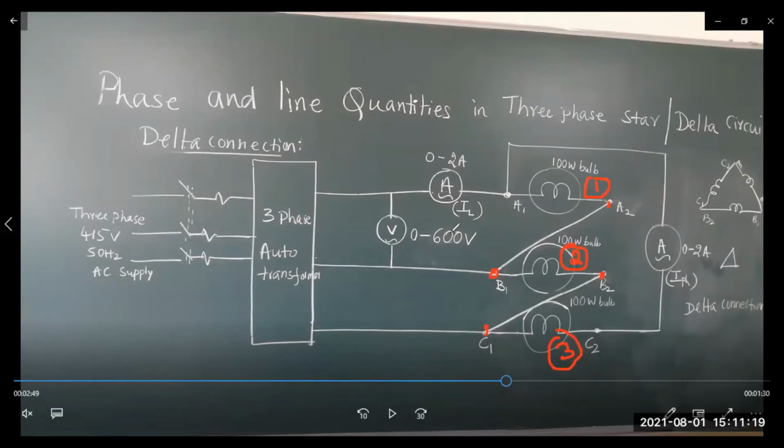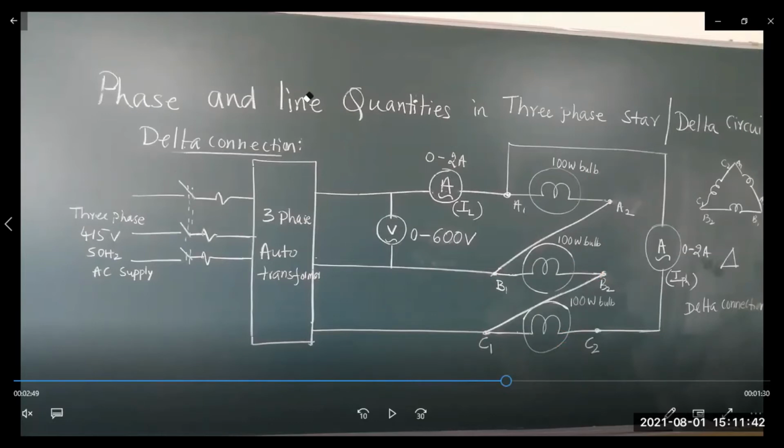And also delta connections are mainly useful where the load requires high current and low voltage. I'll be writing HC for high current and LV for low voltage. So that is the application of delta connection. It is just opposite to that of star connection. We have seen how to do the star connection. Now we'll be showing you how to perform the delta connection.